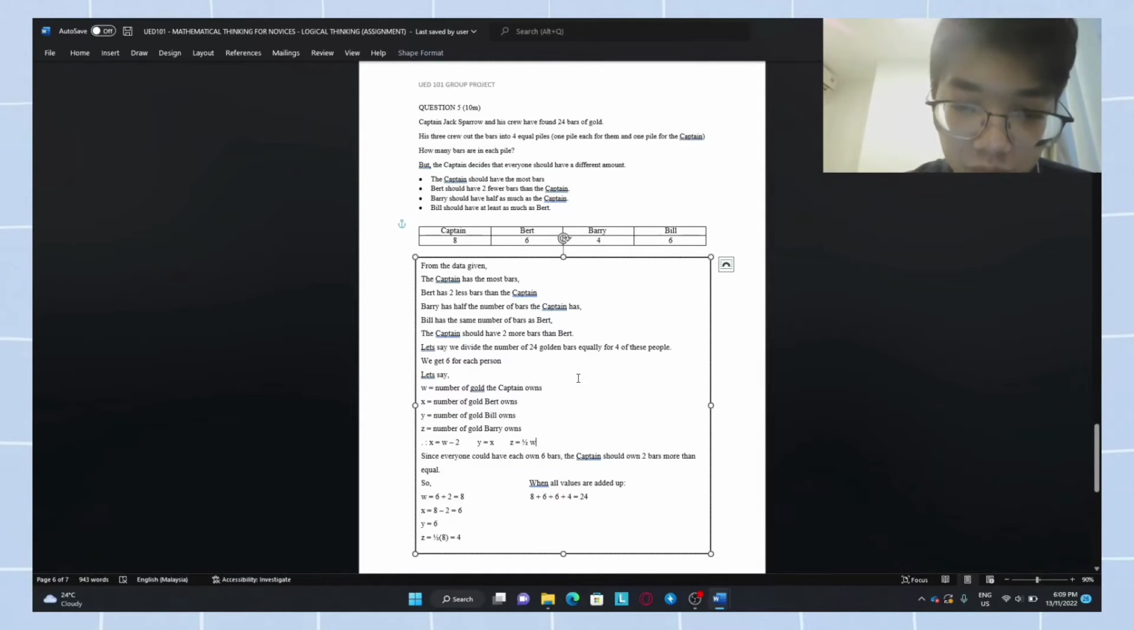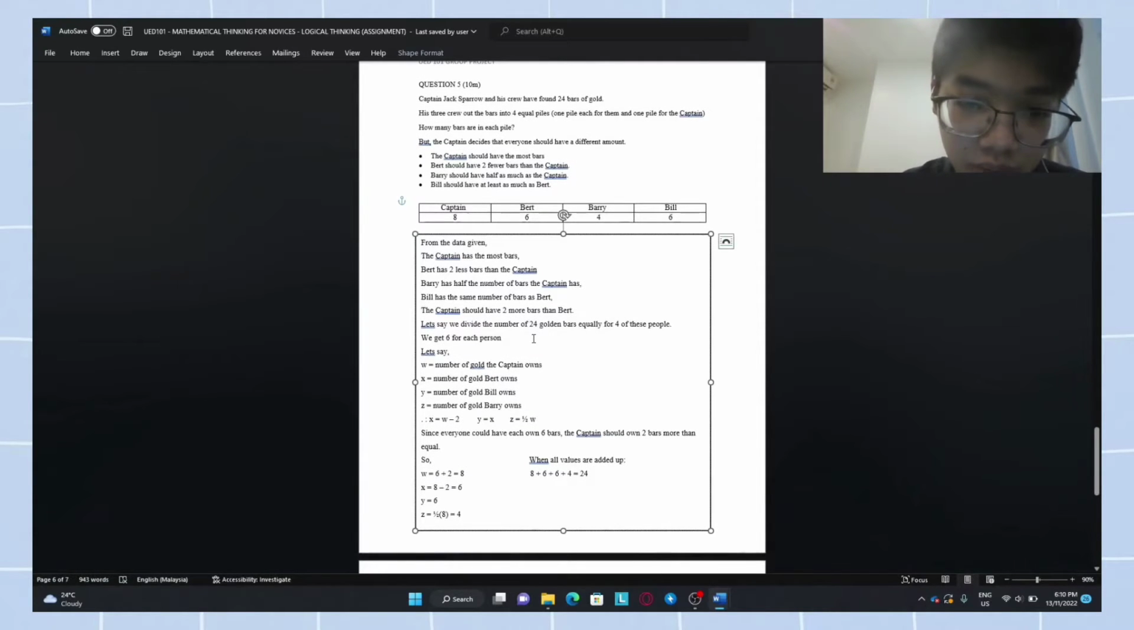let's divide the 24 golden bars equally among the 4 people. When we divide 24 golden bars equally among 4 people, we get 6 for each person. So let's say W equals the number of gold the captain owns, X equals the number of gold Bert owns, Y equals the number of gold Bill owns, and Z equals the number of gold Barry owns. When we put them into variables, we can easily make equations, so we can calculate the number of golden bars each person owns easily.